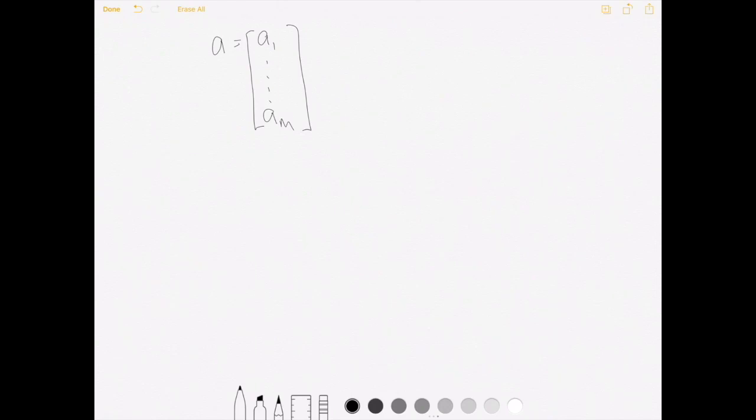And notice that by default we write A as a column vector. If we wanted to talk about row vectors, then we look at A transpose, which is still m-dimensional, and has elements A1 to AM laid down in a row like that. Okay.